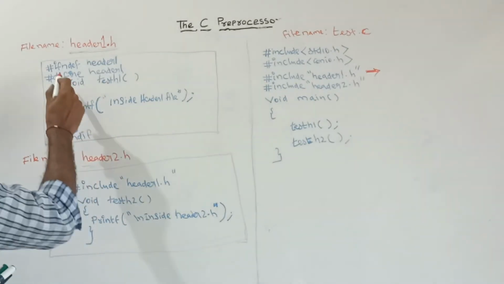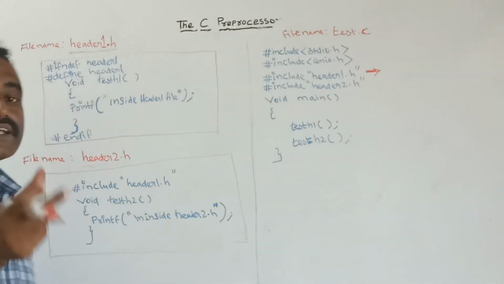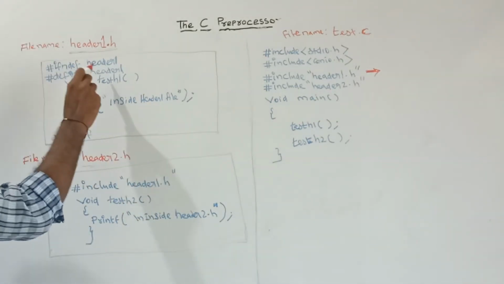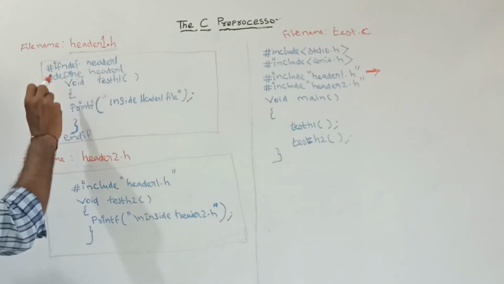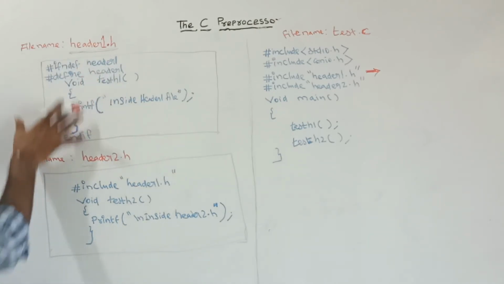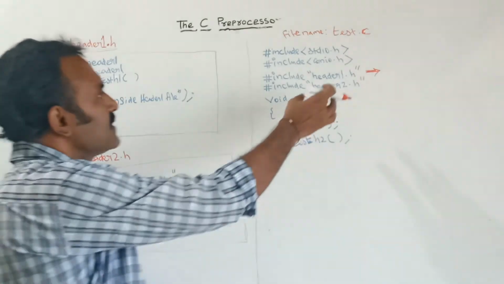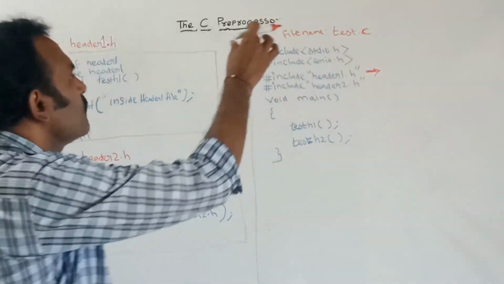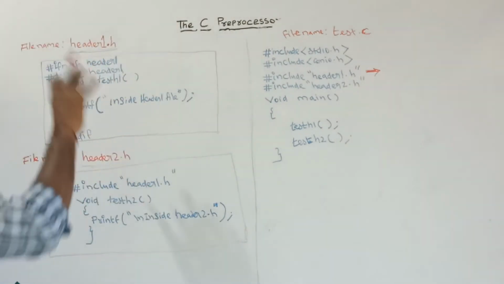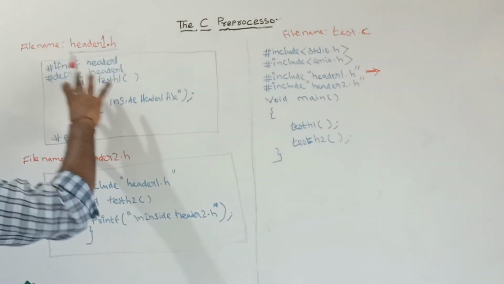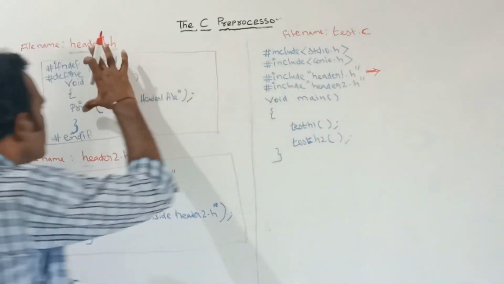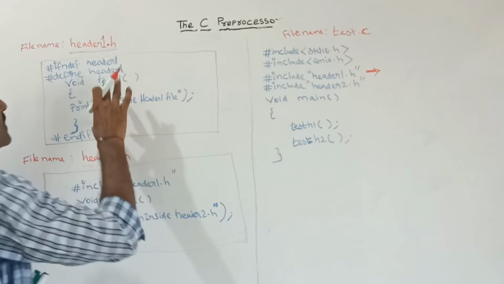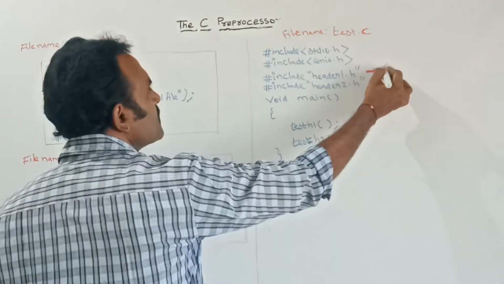Here I am using #ifndef, that is, if not defined. If header1 is not defined, then I am telling it to define header1 and this function. At the very first, during pre-processing, it will check whether header1 is defined or not. If it is not defined, then it will define it here. So this time, it will include header1 because it is not defined. So one time it is included.